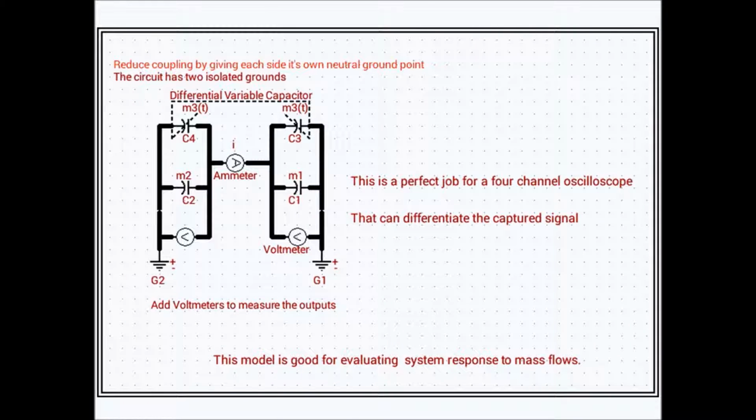We have introduced the component, the neutral ground circuit, and we will use it to reduce the coupling. And this is what we do. Where we had the circuit connected to a single ground, we now give each block its own independent neutral ground. So we have G1 being the neutral ground for the first mass, and G2 being the neutral ground for the second mass analog.